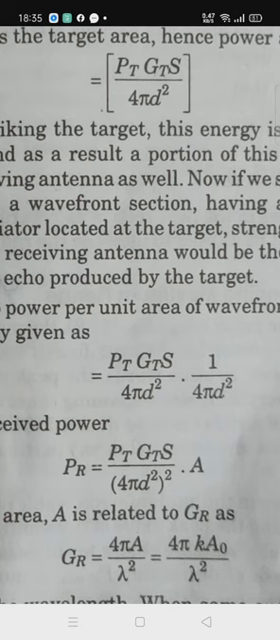Then the total received power, PR, is equal to PT GT S divided by 4 pi d square, the whole bracket squared, that is PT GT into S divided by 4 pi d square bracket squared, into capital A.